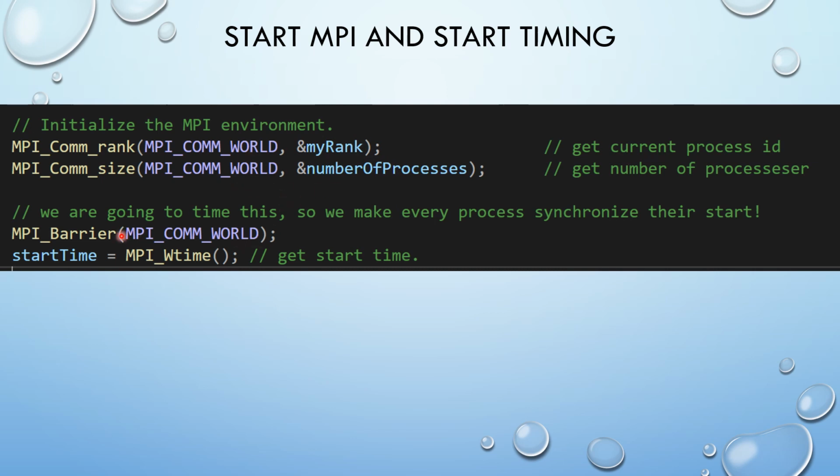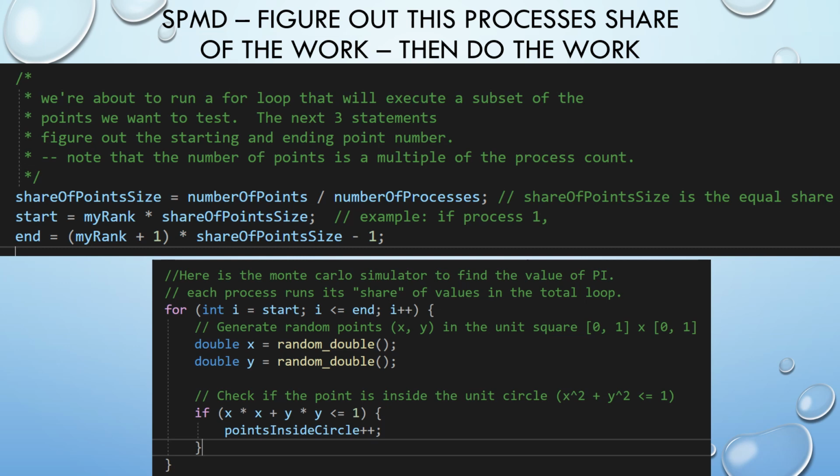Once this is done, we set that barrier up to synchronize all the processes so that they will operate at exactly the same time. And we start the wall clock timer. So that's what these two last things do. Now we're actually ready to do the work.